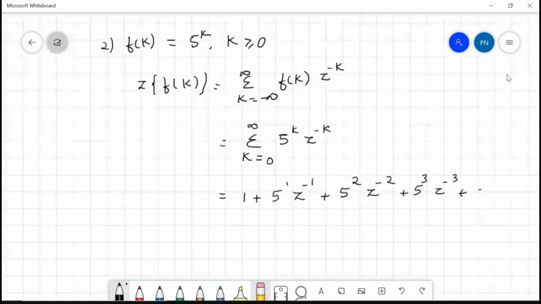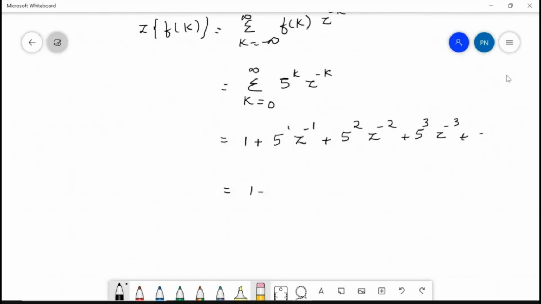So if we simplify this, 1 plus phi upon z. We can write this as phi upon z the whole square, because we are having phi square upon z square. Phi square upon z square can be written as phi by z the whole square, and then we have phi by z the whole cube plus etc.